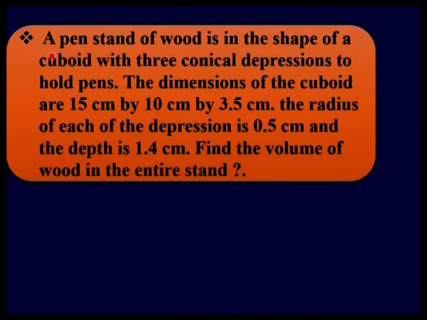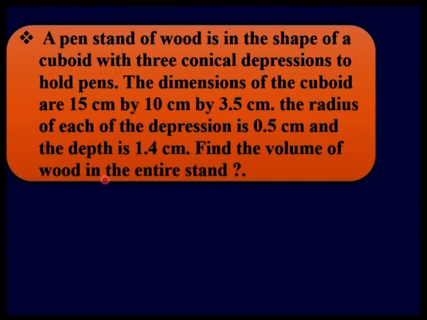Now, see one more interesting question. A pen stand of wood is in the shape of a cuboid with 3 conical depressions to hold the pens. The dimensions of the cuboid are 15 centimeter by 10 centimeter by 3.5 centimeter, and the radius of each depression is 0.5 centimeter and the depth is given as 1.4 centimeter.